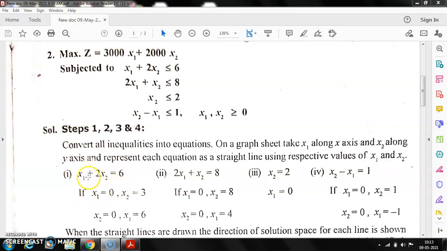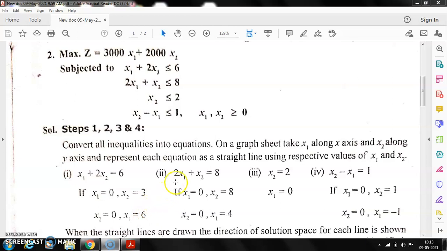Alternatively, you put 0 and get the other value. That is, if you put x1 is equal to 0, x2 is equal to what? 2x2 is equal to 6, it means x2 is equal to 3. Next, put x2 as 0, you will get x1 as directly 6.